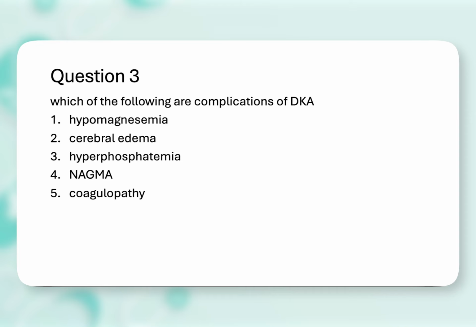So you can have a normal anion gap acidosis in these patients as well, especially with the use of normal saline. So now option number 4, you can say it is debatable. It's not that it's a completely correct thing, but you can have it. And coagulopathy as such is obviously not related to DKA per se.